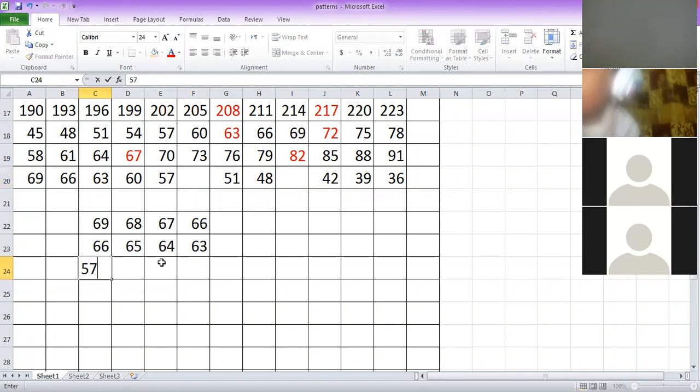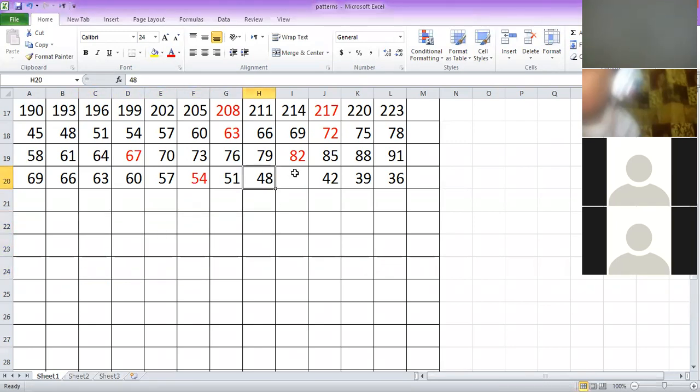This is 57. So go back. One less than 57 is 56. Two less than 57 is 55. And three less is 54. So here the answer will be 54, because we are counting back in threes in this pattern. This is how you will do it.